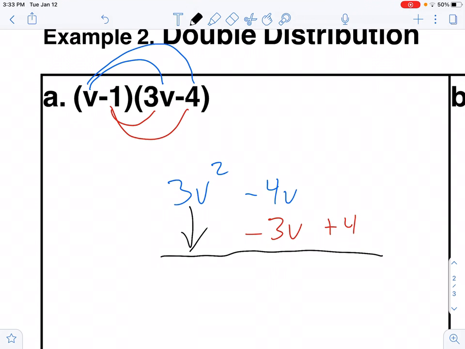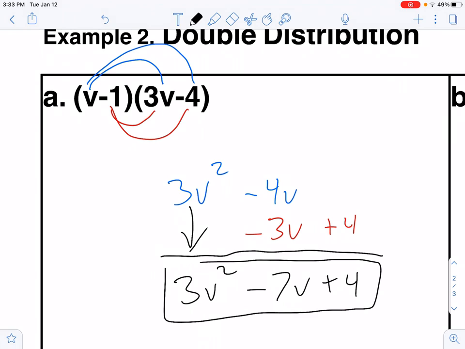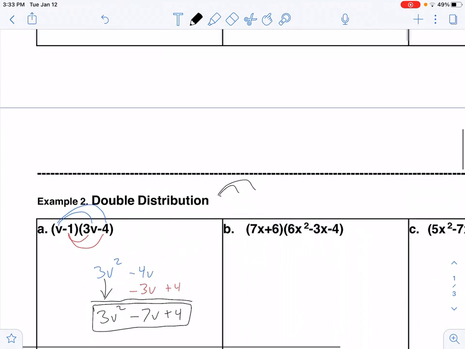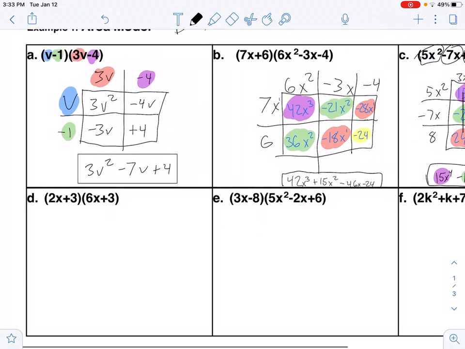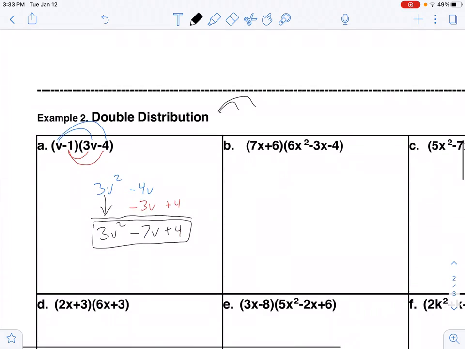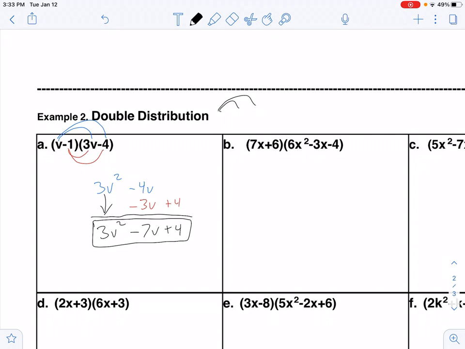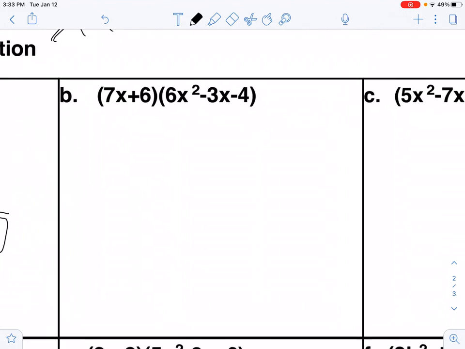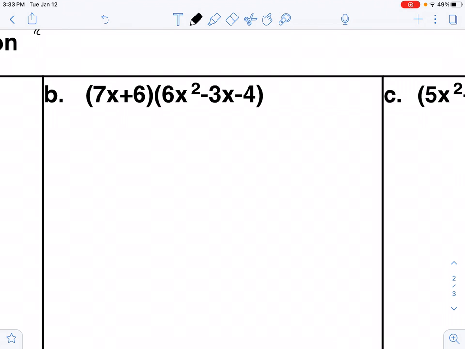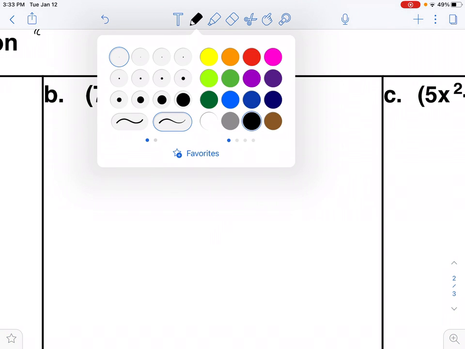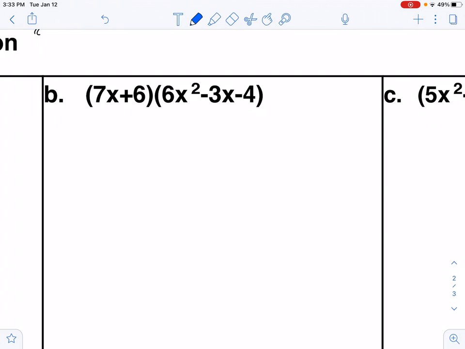3v to the second power doesn't have anything to combine with. Negative 4v and negative 3v is negative 7v. And positive 4 doesn't have anything. So there's our answer there. If you see, we got the same answer up above when we made our boxes. We did the same work essentially, we just organized it differently. I'm going to do the same thing here with B. So this one's kind of more you write it as you go versus the other one you do a lot of setup and then it comes together pretty nicely.